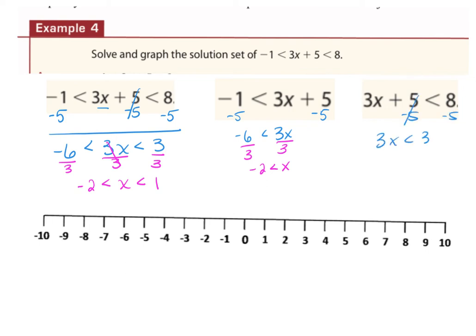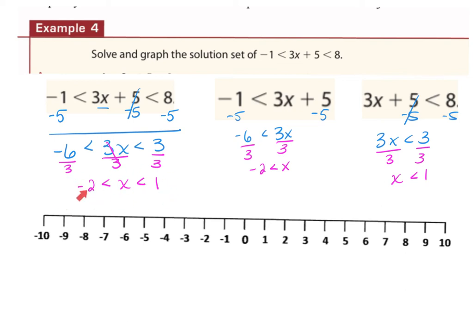3x is less than 3. Divide by 3. X is less than 1. And you're going to see that negative 2 is less than x, which is less than 1. What you'll notice is this looks like what your graph is going to look like.